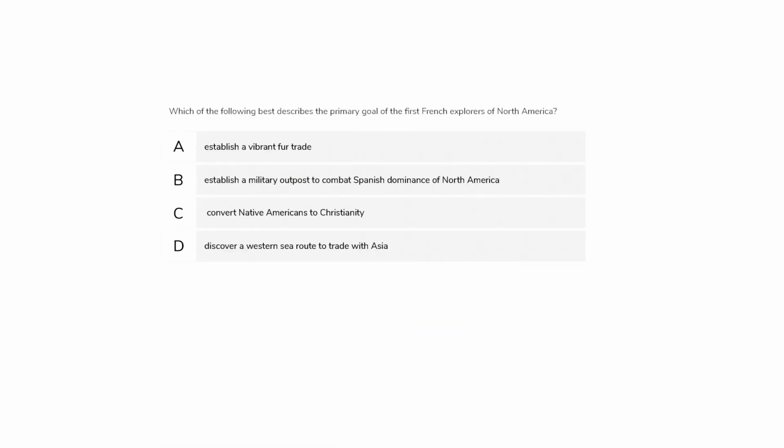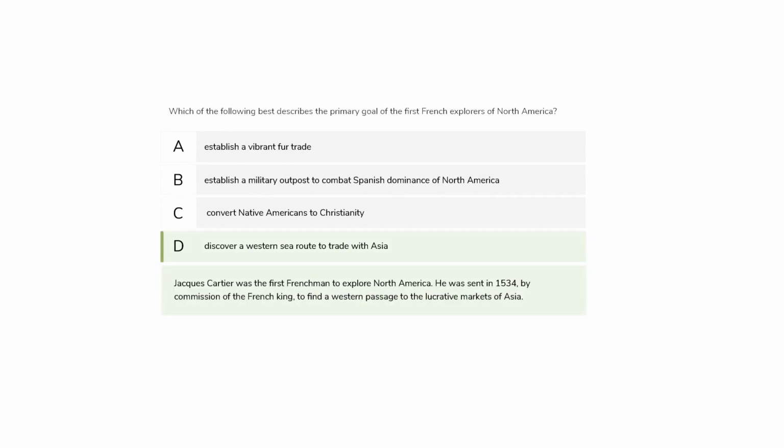Now for the next category, History. Which of the following best describes the primary goal of the first French explorers in North America? Well, France wanted to discover a western sea route to trade with Asia, also known as the Northwest Passage. So Jacques Cartier was the first Frenchman to explore North America. He was sent in 1534 by the commission of the French king to find a western passage to the lucrative markets of Asia.